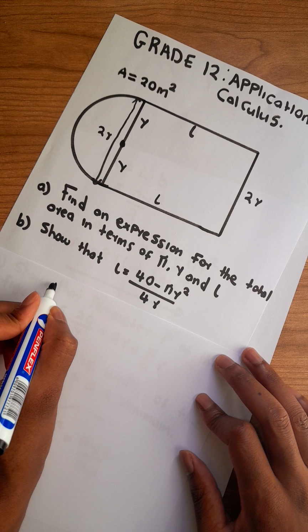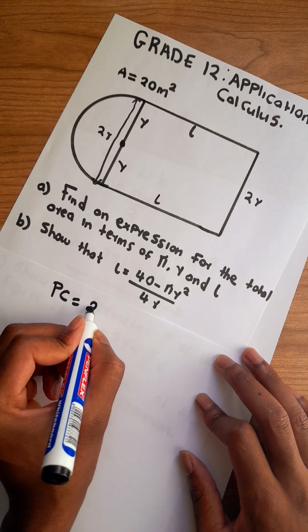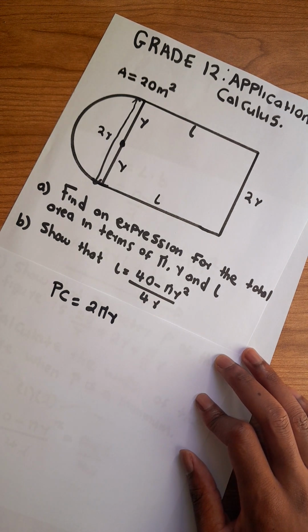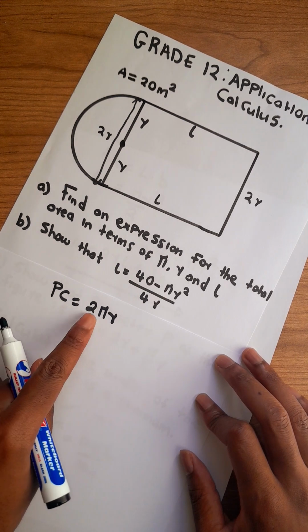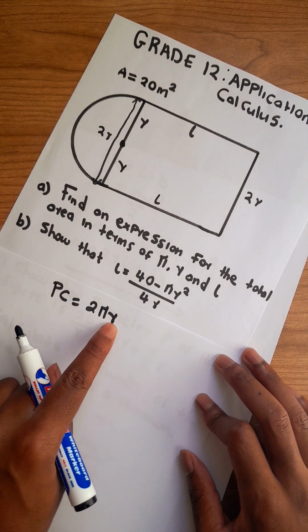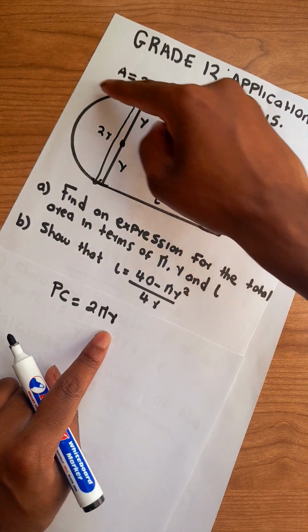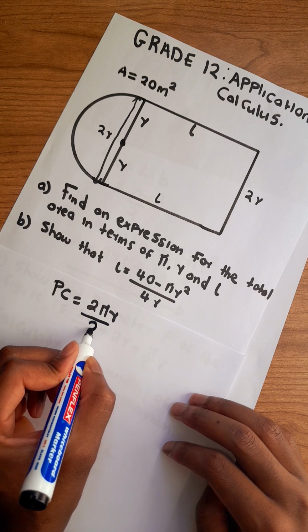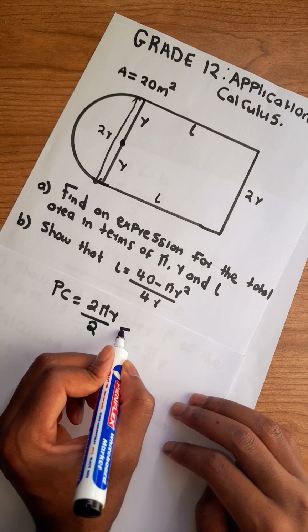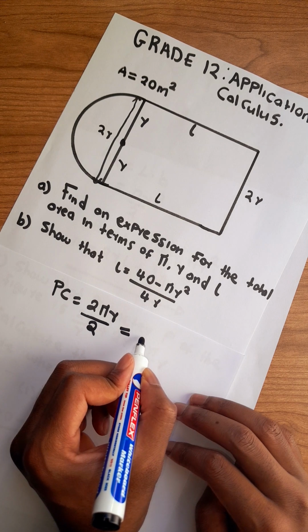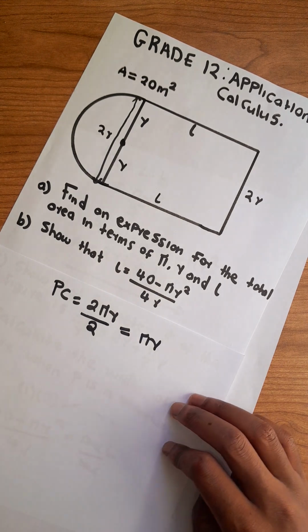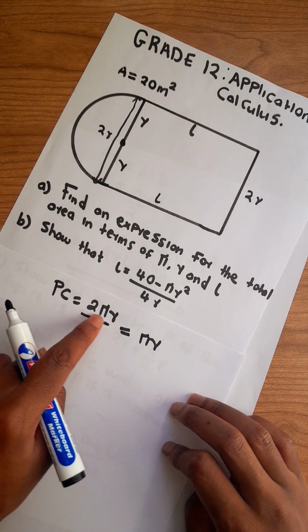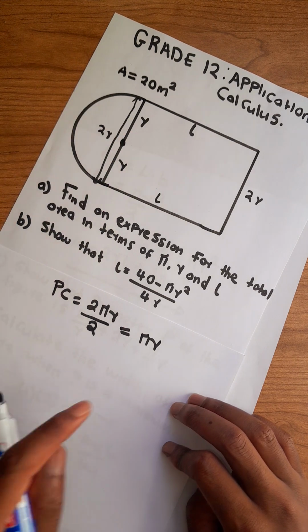The perimeter of the circle is given by 2 pi r. This is the formula for the perimeter of the circle. This is a semicircle, right? It means we're going to divide this by 2, and the perimeter of this part is just going to be pi r. The perimeter of the bigger circle is 2 pi r, so because it's a semicircle, we divide it by 2.